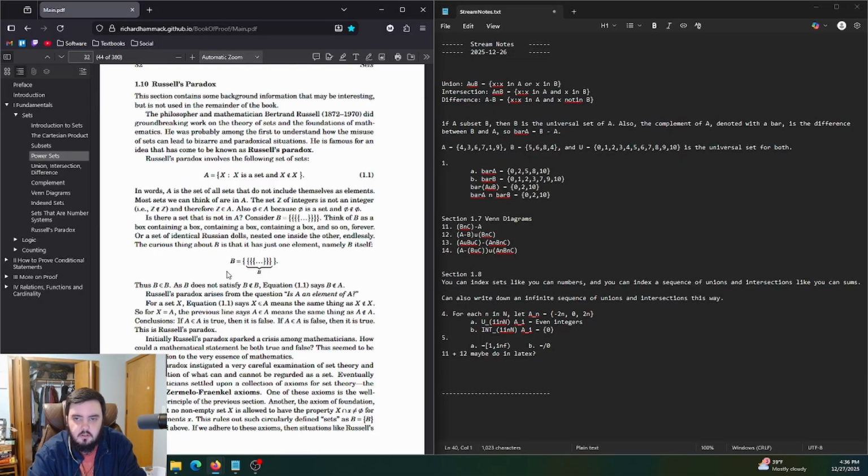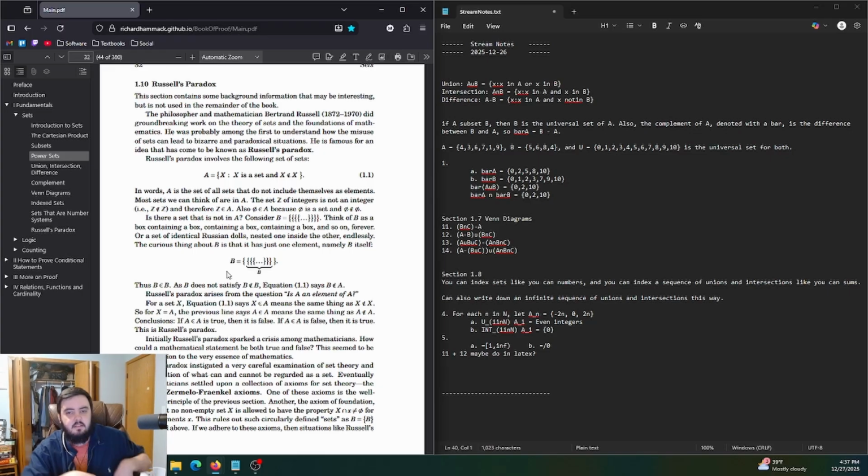Russell's paradox involves the following set of sets. A is such that x is a set and x is not an x. In words, A is the set of all sets that do not include themselves as elements. Uh-oh, the barbershop paradox. Most sets we can think of are in A. The set Z of integers is not an integer, and therefore Z is in A. Also, the empty set is in A, because the empty set is not in the empty set.